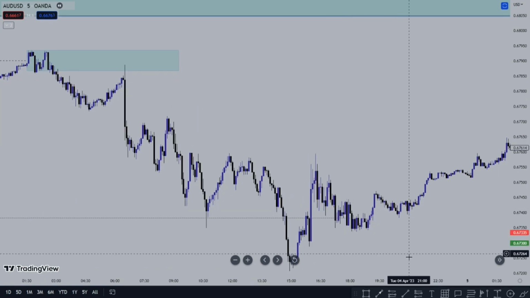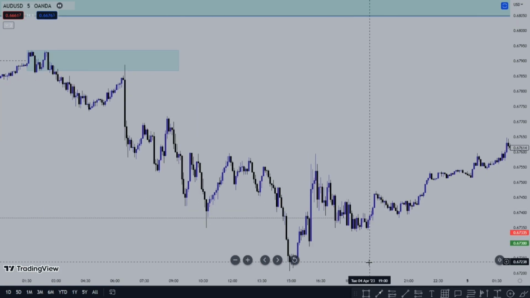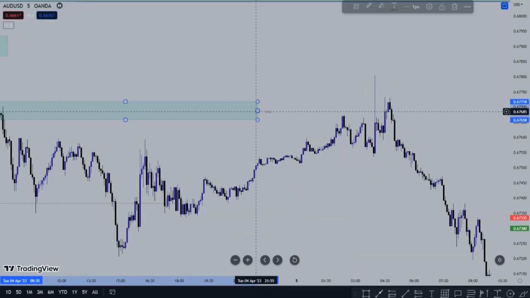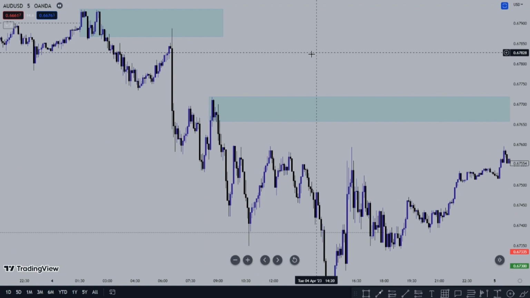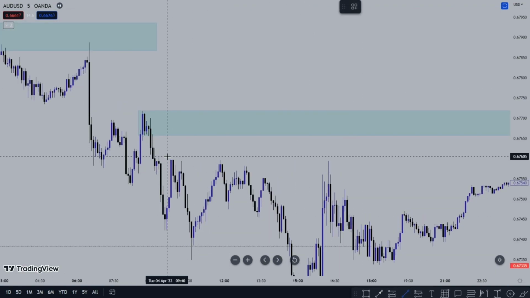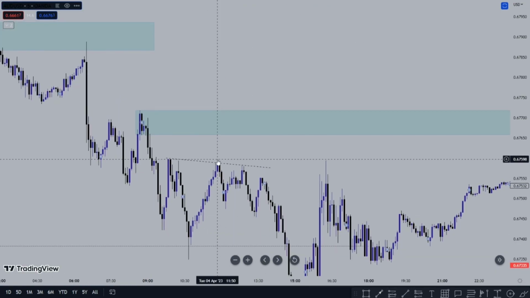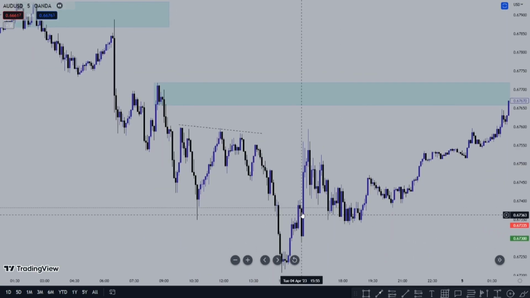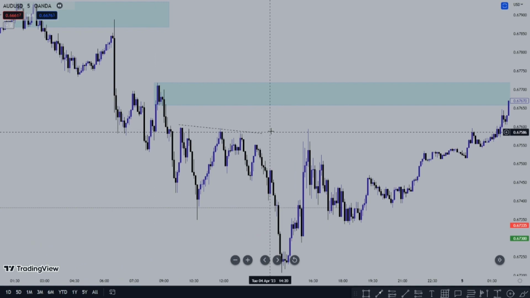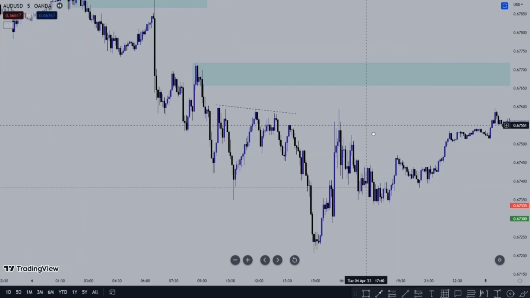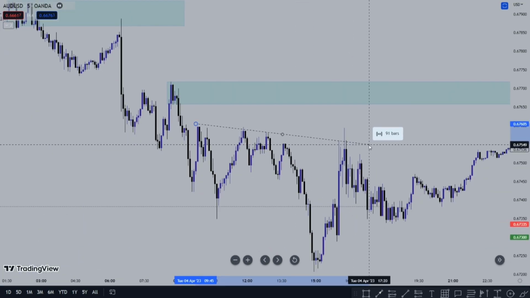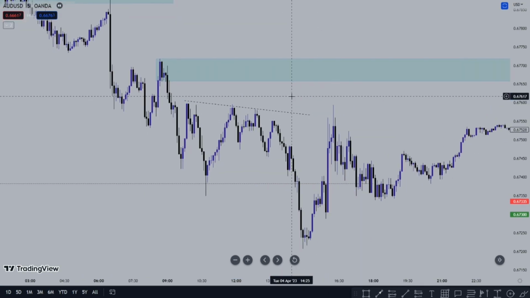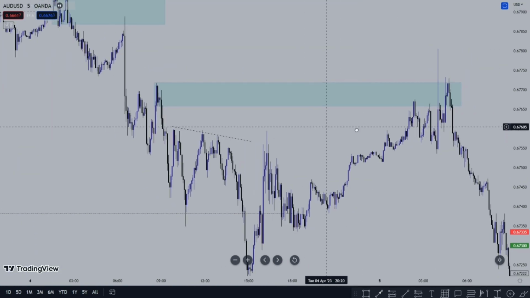The zone I was looking for was this area here. Why do I look at this area? Because we have some inducement, we have some liquidity levels here below that zone, so price will sometimes just stop, take this liquidity and continue to push down. But you can see that here price actually took this liquidity, and that was the mistake.